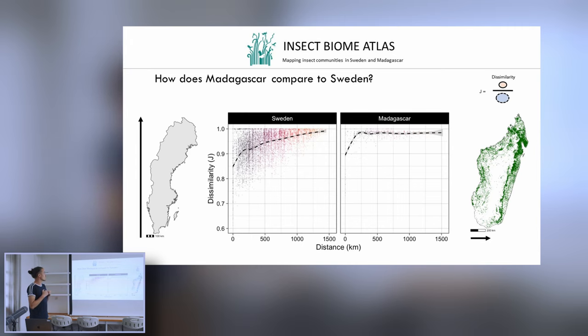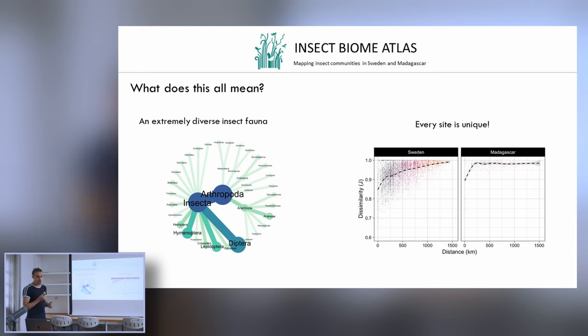What this really means is that every national park in Madagascar is going to have something unique about it. The communities will be unique. So what does all this mean? I've tried to distill it down into three distinct points. The first is that the insects here are incredibly diverse, and that every site is unique.